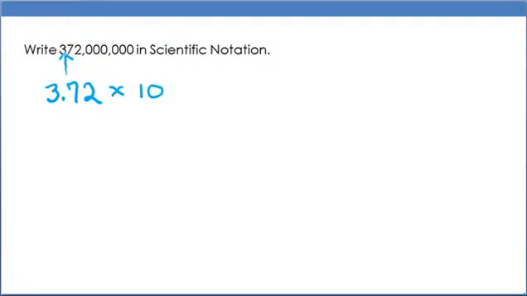From here, we have to go back to the original decimal. We'll count the spaces, and we would have to go to the right. So it's going to be positive, and it's going to go 8 spaces. Another way you can think of it is this is a very large number. You might think of a large number, a positive exponent, a large number.